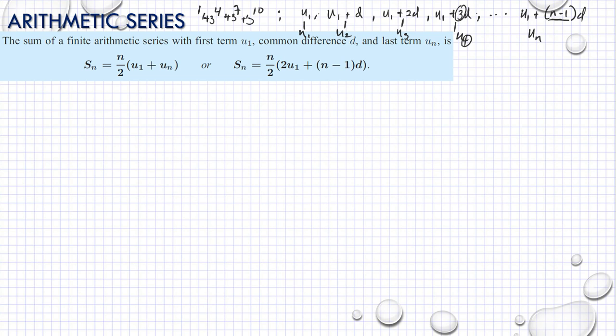Okay, the sum of a finite arithmetic series with first term u sub 1, common difference d, and last term u sub n is that one. This is the formula where we can find the sum of a finite arithmetic series. Okay, so to prove this formula, I'm going to use an example, the same example that we had a while ago.